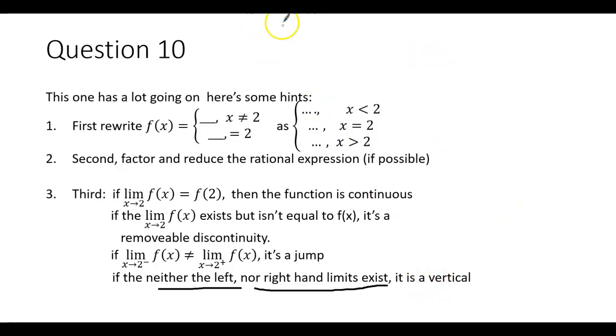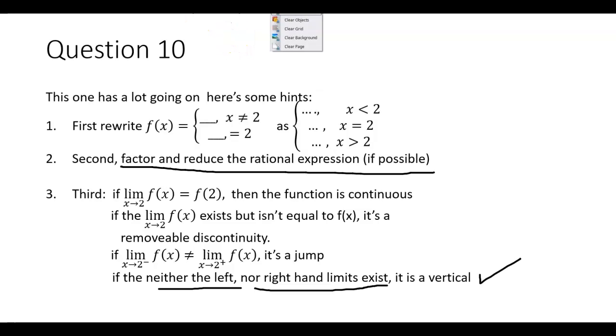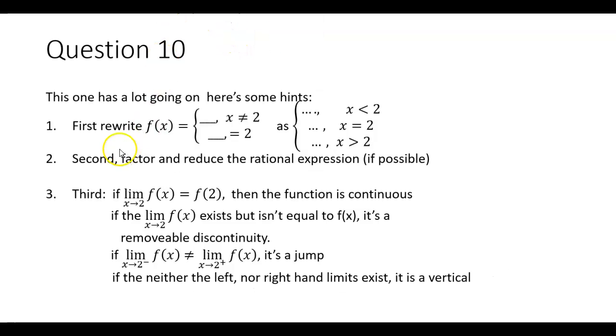Okay. So remember I told you back on this step here, you want to factor and reduce it. Well, if it doesn't reduce, then it's probably a vertical asymptote. In other words, if you try to plug it in, you just get something that doesn't make sense, like a 0 on the bottom, and it wasn't factored out, then it's a vertical asymptote. Okay, so we have those three outcomes. First of all, you want to rewrite it this way. Factor and reduce if possible. If it's not possible to reduce it, chances are it's the vertical asymptote situation.